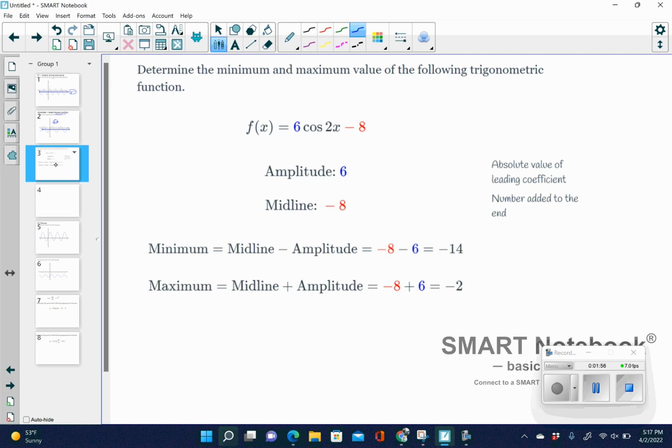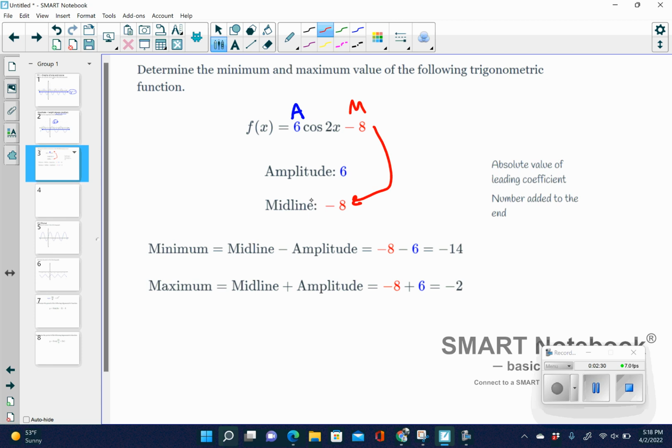All you need to do is take, if it's in the equation, the amplitude is always going to be the number that is in front of the sine or the cosine, and again it's always positive. So if there was a negative sign here, you'd ignore it. And you look for the midline, which in this case is at the end of the equation. Once you identify the amplitude is 6, color coded, look at that. And the midline is -8, right there.